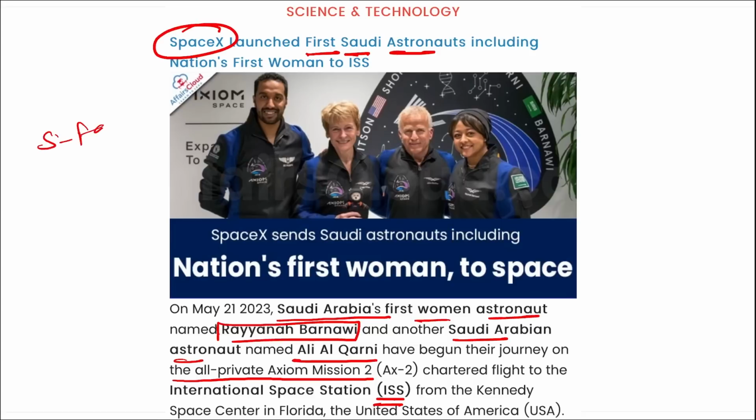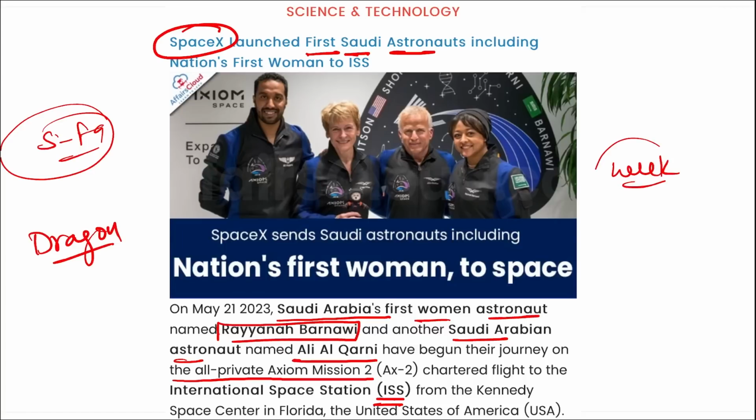SpaceX's Falcon 9 rocket will be carrying the crew of 4 astronauts with the Dragon capsule. We know the Dragon capsule carries people into space, and here 4 astronauts will be spending over 1 week in the International Space Station. Mark this important. These are the 4 astronauts: 2 are from USA and 2 from Saudi Arabia. Correct. Next.